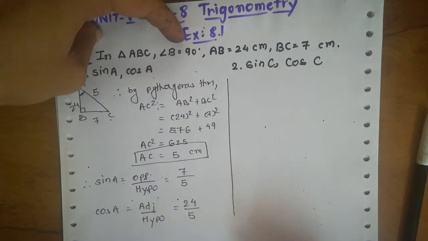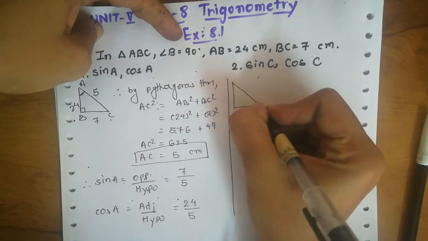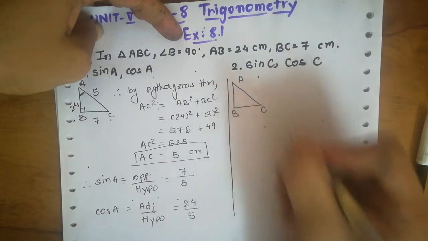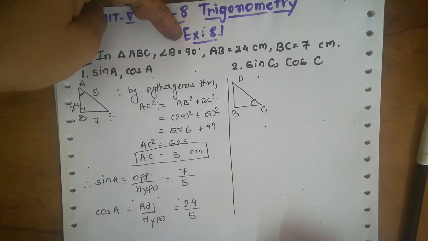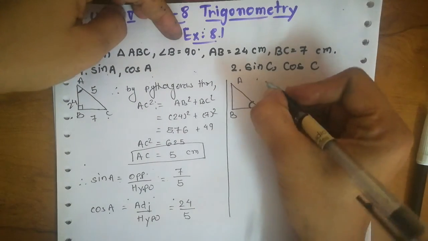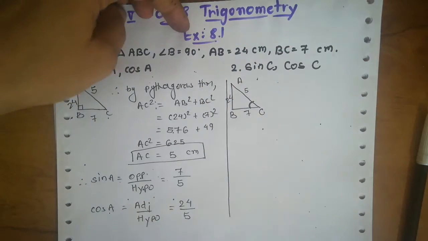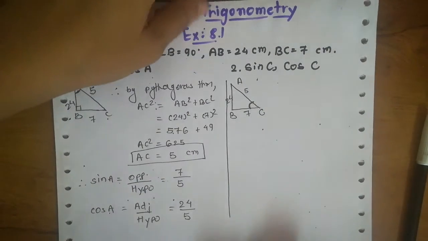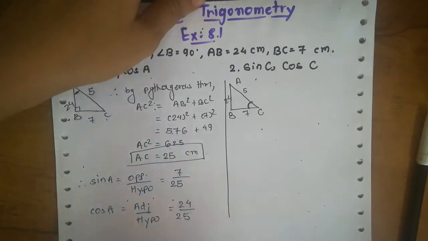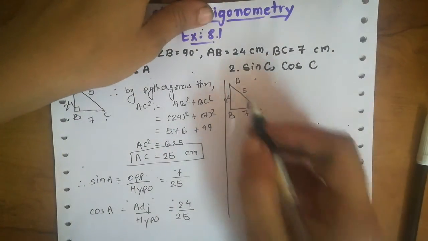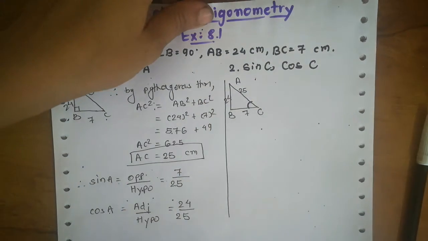If you wish, you can draw another triangle for angle C, in which we make our reference angle angle C. For angle C, the opposite and adjacent sides are different from those for angle A. So here we just write the values 7, 24 and 25. The square root of 625 is 25. So AB is 24, AC is 25 and BC is 7 centimeter.